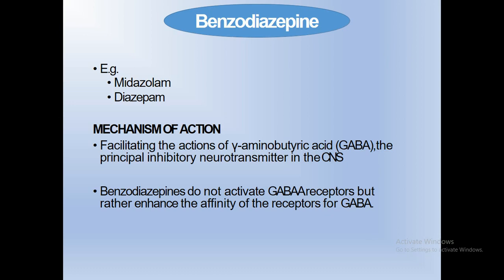So diazepam, we know that the simple mechanism of action of benzodiazepine is facilitating the action of gamma aminobutyric acid. What is gamma aminobutyric acid? Actually it is the principal inhibitory neurotransmitter in the central nervous system.